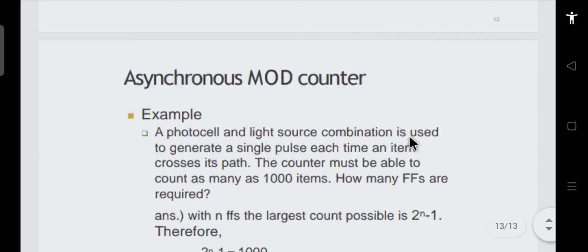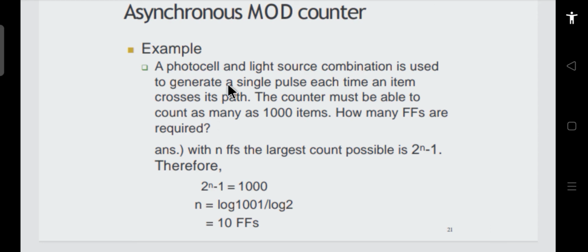Now moving on to the next problem, the last problem of today's discussion on asynchronous counters. Let's say you have a photocell and light source combination which is used to generate a signal pulse each time an item crosses its path. You want to count how many items have crossed that arrangement. The counter must be able to count as many as 1000 items. How many flip-flops are required to count this? You want to design an asynchronous counter to count up to 1000 items. So how will you do it?